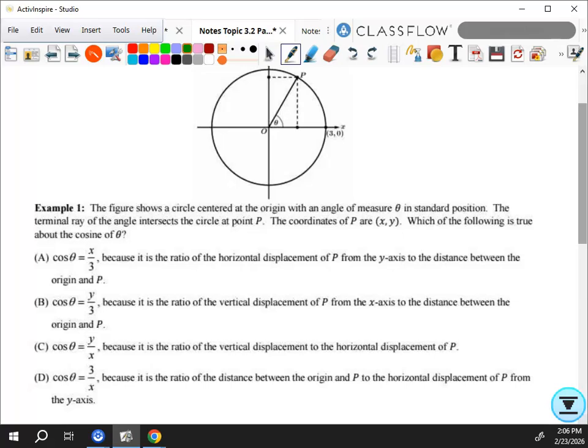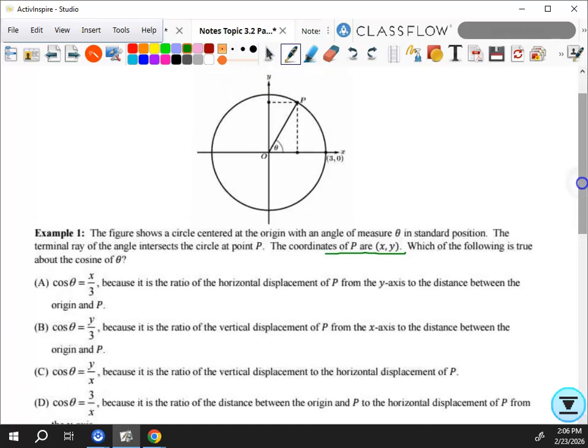So the figure shows a circle centered at the origin with an angle measure of theta in standard position. The terminal ray of the angle intersects at point P. So they have theta and P already up there for me. And then it tells me these are my coordinates. You want to label that and pay attention to that, even though it might seem simple and ridiculous. And I'm going to tell you why that's so important when we get to another question.